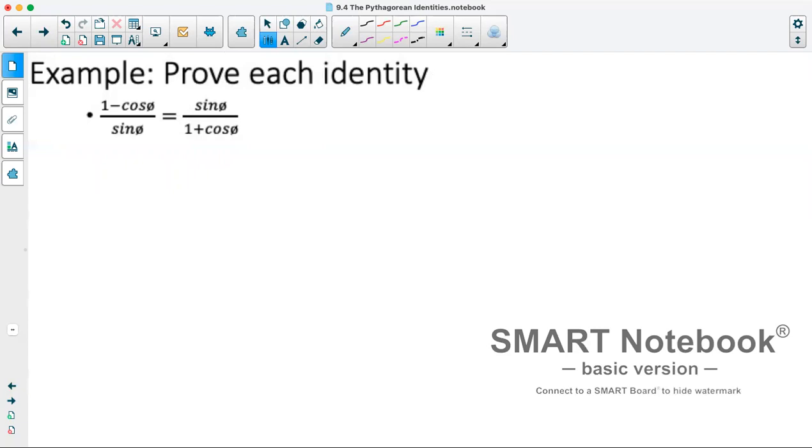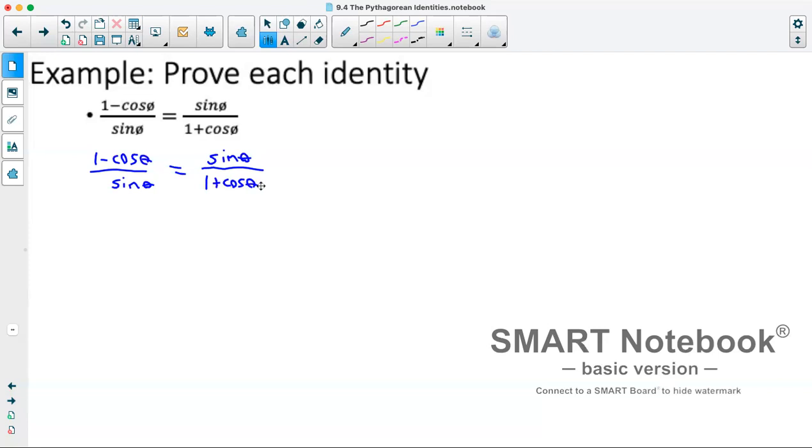On each side of this equation, we have a single term. However, the right side of our equation has two terms in the denominator. So I would probably take this to be the more complex side and work on it. So I've got 1 minus cos theta over sine theta equals sine theta over 1 plus cos theta.